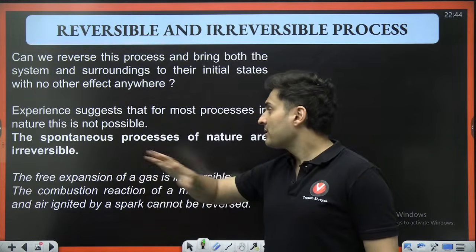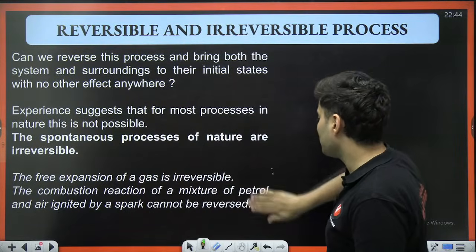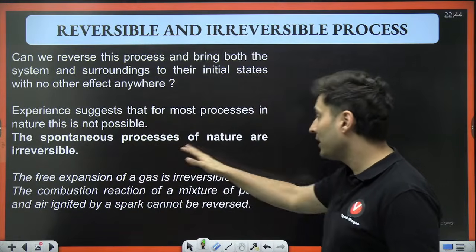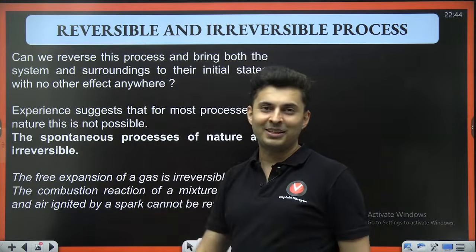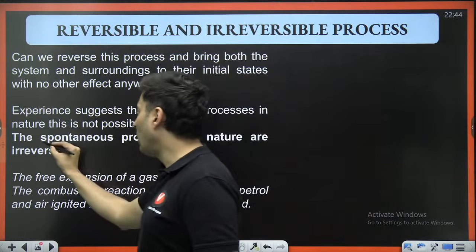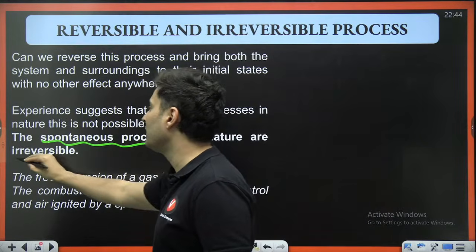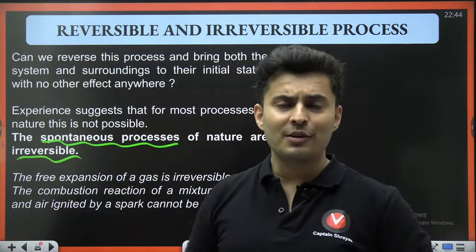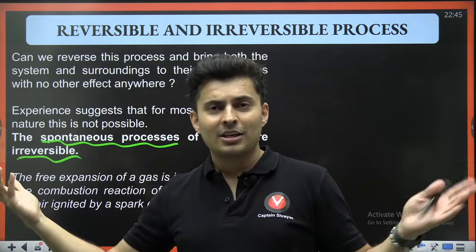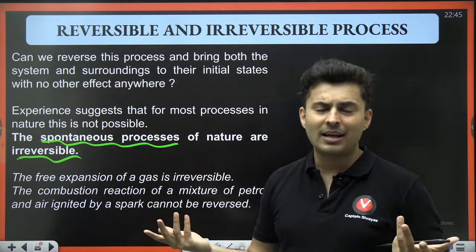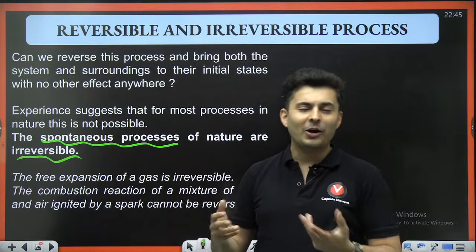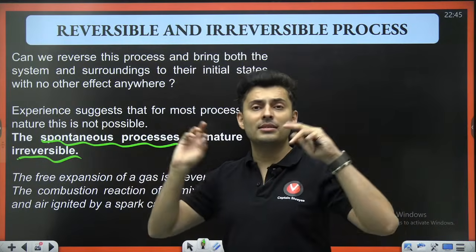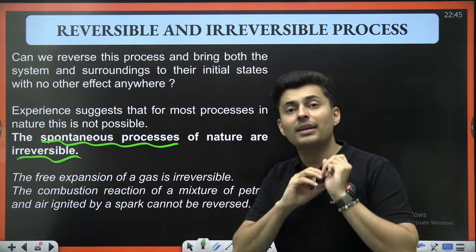But the main thing is no spontaneous process in nature is reversible. Or rather, the spontaneous processes of nature are irreversible. Very, very important line. All the spontaneous means which happens naturally. What are the natural processes? Evaporation of water from the ocean, rain falling, rivers flowing, right? The trees growing, the earthquakes happening, sea waves, okay? All these are natural processes. All these processes are spontaneous, natural, and they are all irreversible.